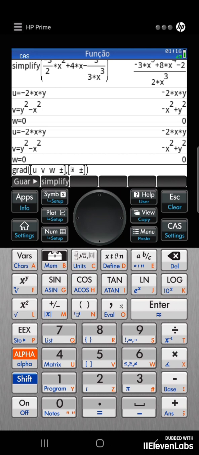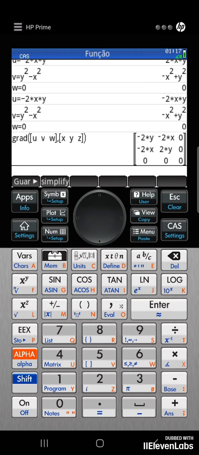I type a comma, call the bracket again, and write my arguments. What are they? They are x, y, and z, all set. Now I simply press enter. Remember that to perform this operation, I need to be in the CAS view.